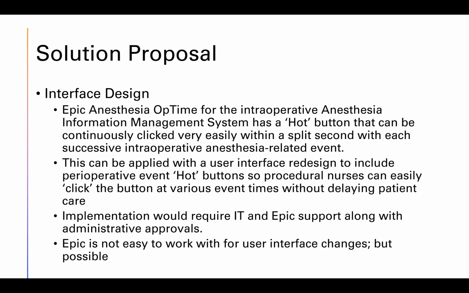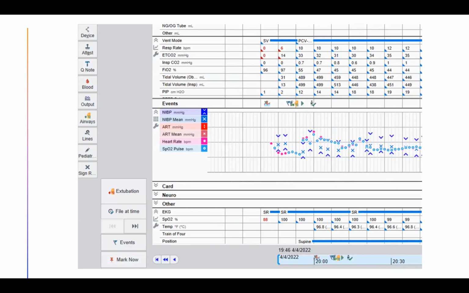Again, the implementation of this would require IT and Epic support along with administrative approvals, because it would be an interface change. And as we have learned from previous times, Epic is not easy to work with, especially in major interface changes, but it's not impossible. This is a screen of an anesthesia chart where we have this hot button right here where it says extubation, the one button that we click for each of our intraoperative events.